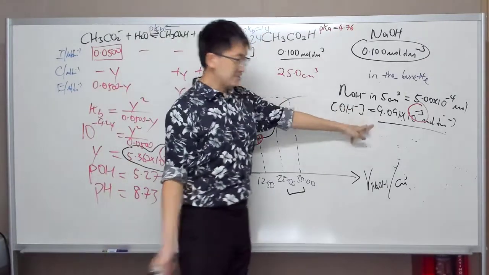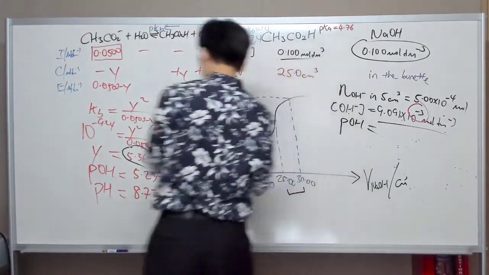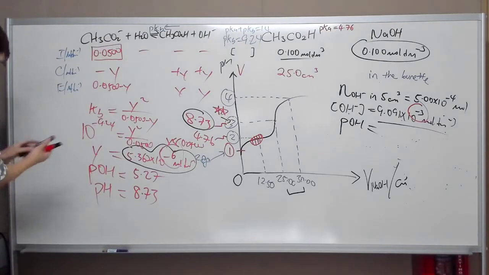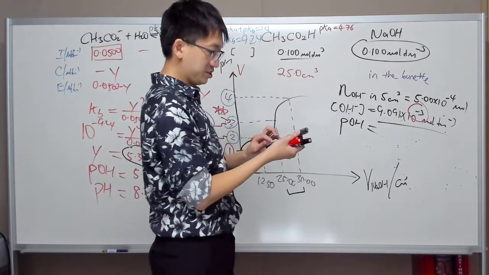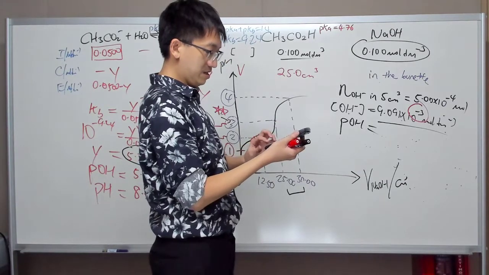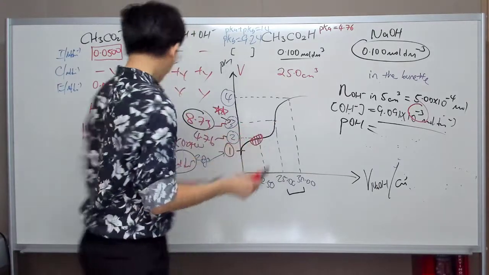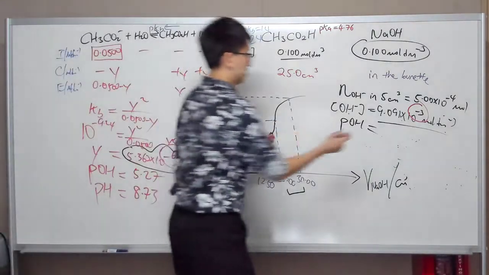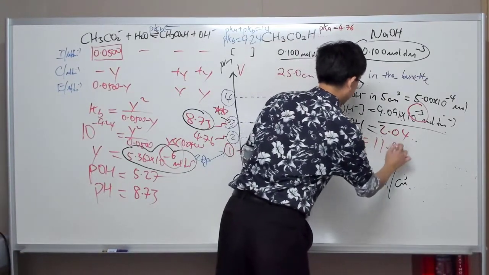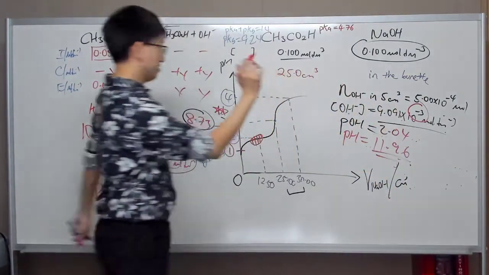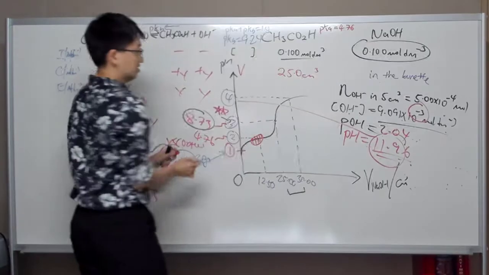If this is a good proxy, then we can straight away calculate the pOH. Am I right to say that? So we'll calculate the pOH. That will be minus log base 10, which gives 2.04. So we get 2.04. Therefore the pH is 11.96. Can you see that it's very close to 12?